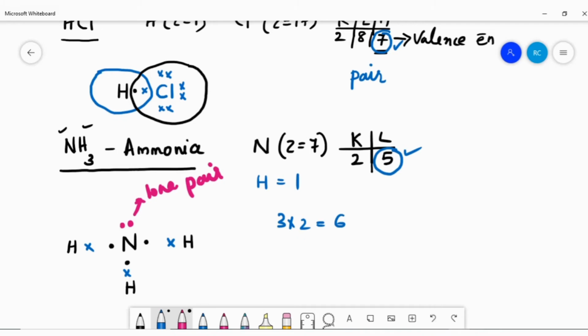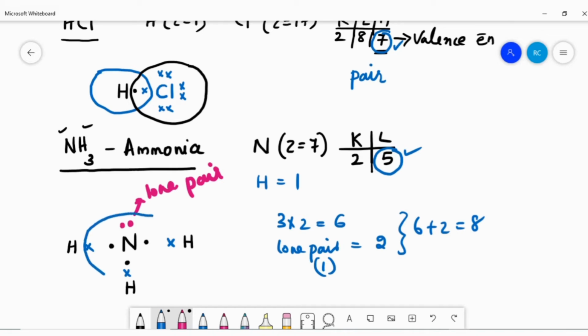Lone pair is 1, which means 2 electrons. So overall 6 plus 2 will give you 8 electron condition. So now octet is satisfied. Now we can draw the 8 electron condition around the nitrogen atom. So this is the 8 electron condition of the nitrogen atom by sharing its 3 electrons with the hydrogen, so that the octet is completed now.